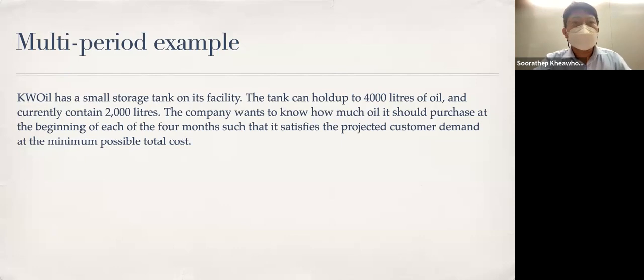Okay, so can you tell me the number of periods? 4, right? 4 months. They plan to purchase oil at the beginning of each month: the first month, second month, third month, and fourth month, right? And what is the target? Minimize the cost, okay? Clearly, the minimum possible total cost here.